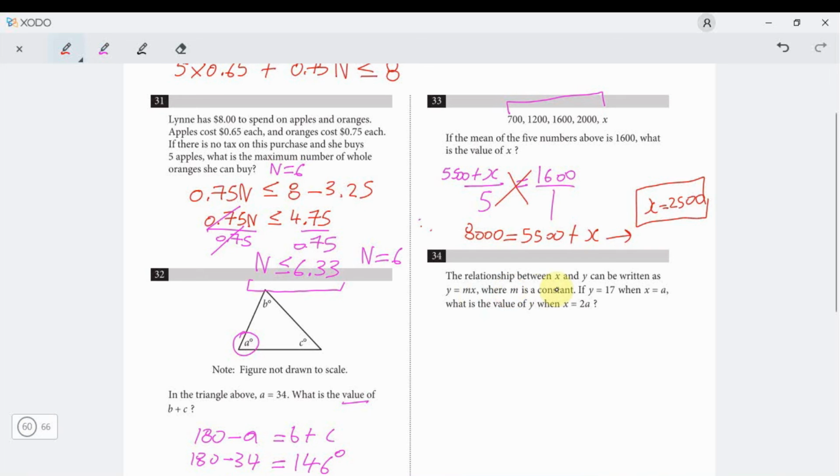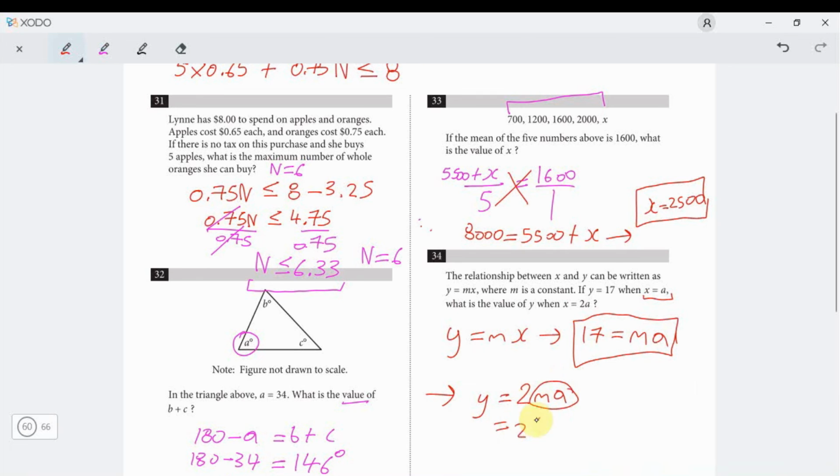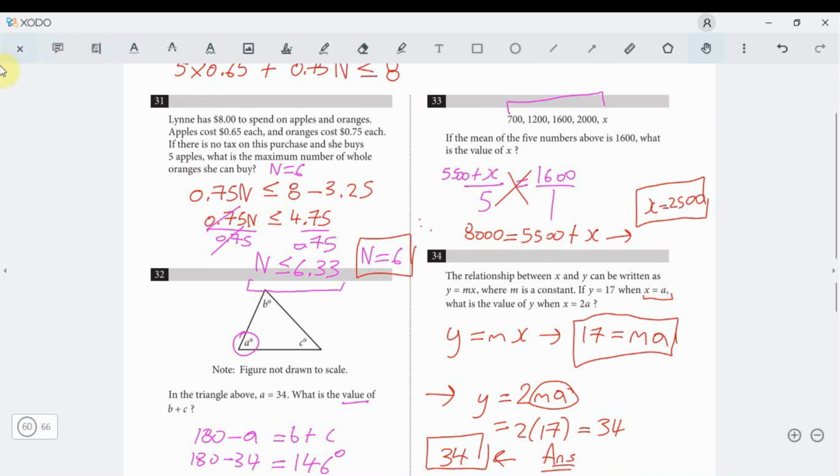Now number 34, it says the relationship between x and y can be written y equals m times x. So if y is 17 and x is a, what's the value of y when x is 2a? So notice, y is equal to mx, and they told us that 17 is equal to, replace x with a, so 17 is equal to ma. So look at this now. If x is now 2a, that means that when x is 2a, y is equal to 2ma, but m times a is 17. So this becomes 2 times 17, which is 34. So our answer is 34. Easy. Nice. Yeah, having a lot of fun. All right, we're almost there.